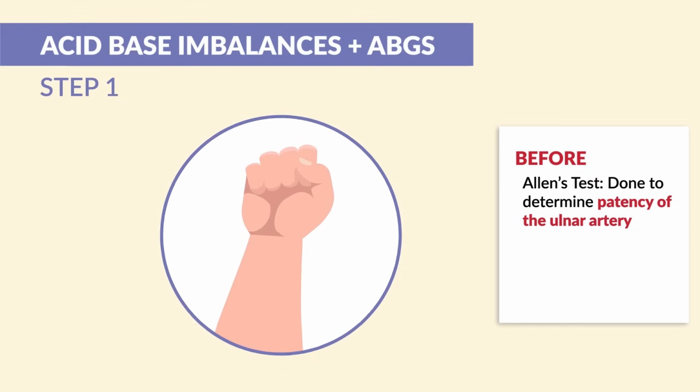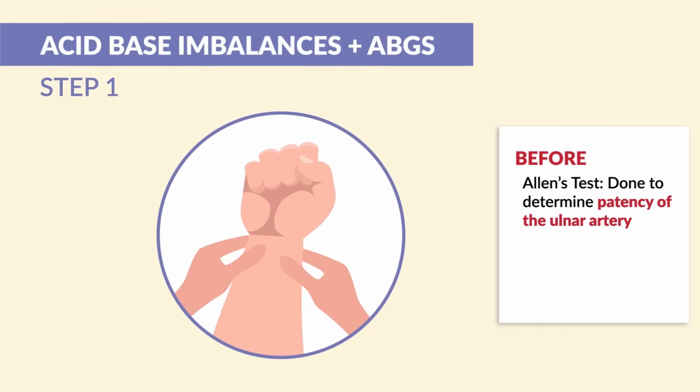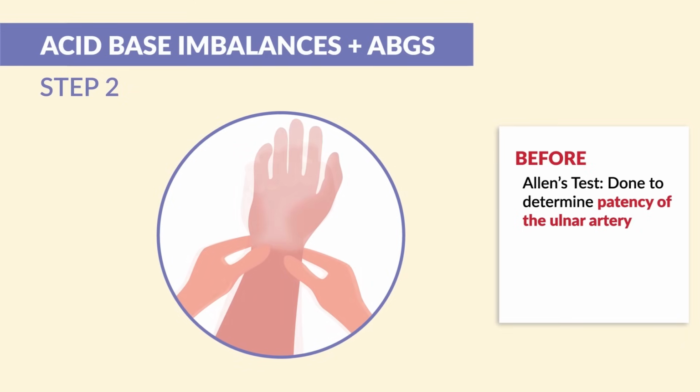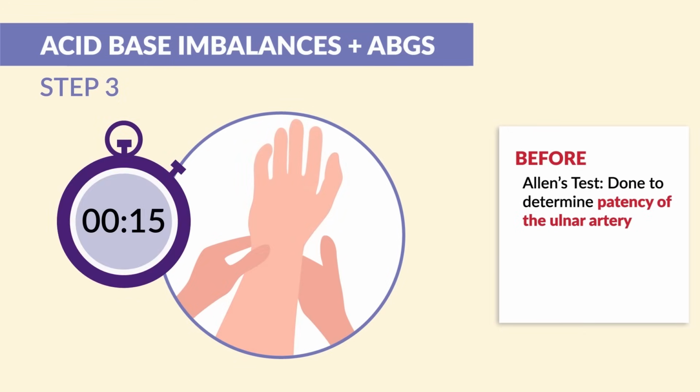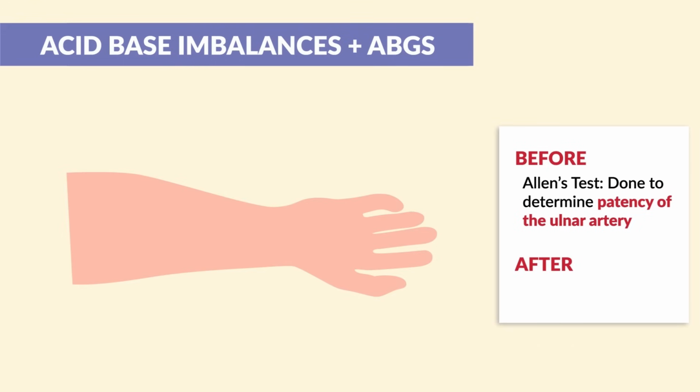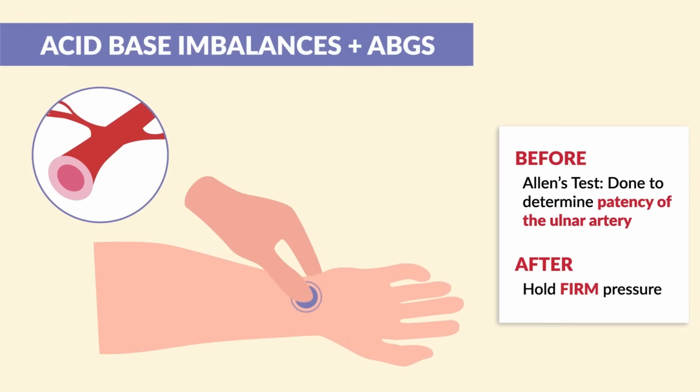Step 1, the client makes a fist and the RT occludes the radial artery and ulnar artery. Step 2, the palm is open to reveal a pale palm from the lack of blood flow. And lastly, step 3, releasing the pressure on the ulnar artery here first, the palm should regain its color in about 15 seconds or less. This indicates the key term, patency of the ulnar artery. Now, after the procedure, key terms here, you have to hold firm pressure on the puncture site, since we just punctured an artery and not a vein here.